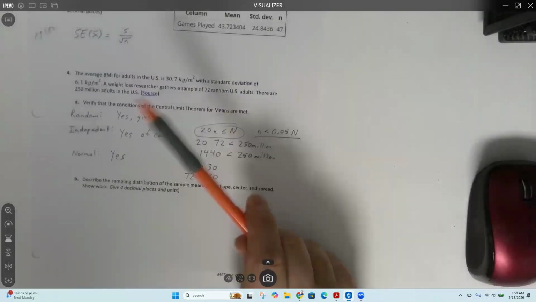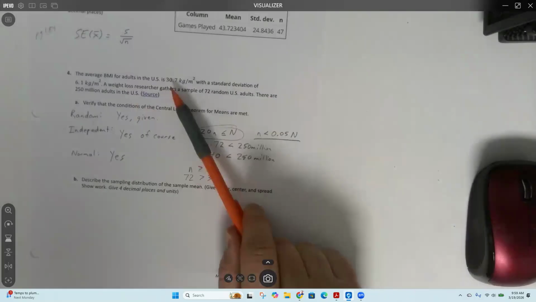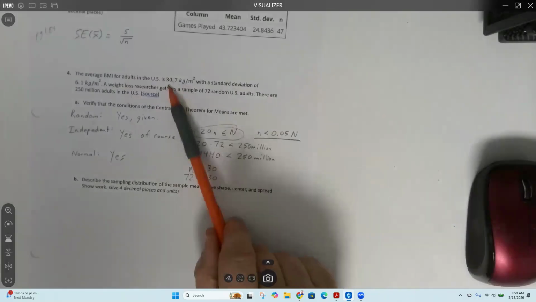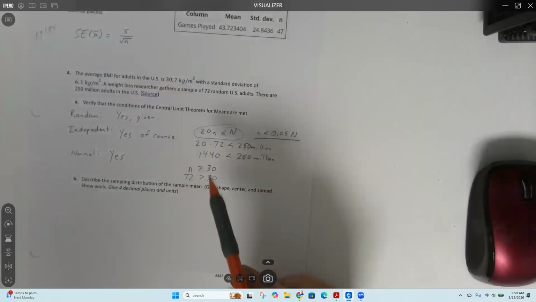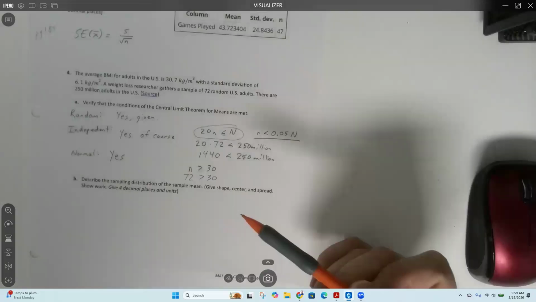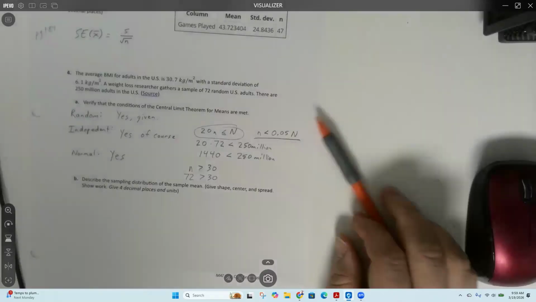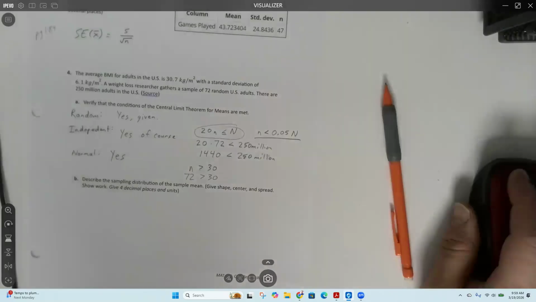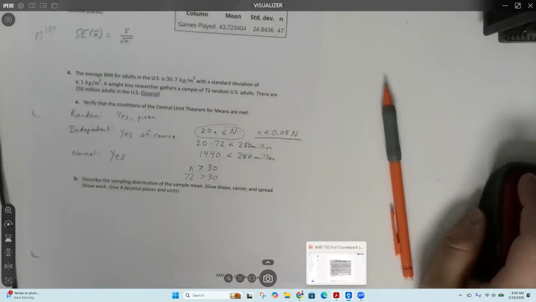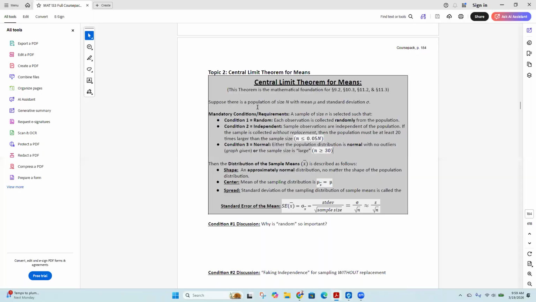If I was trying to measure the BMI for all the adults in the US, I probably would be able to measure more than 72 people, right? I don't know. Anyway, that's all that. Once you have satisfied those three conditions, then that means you can use the central limit theorem, which means you can talk about the shape, the center, and the spread. The most important piece of that is that the shape is normal.